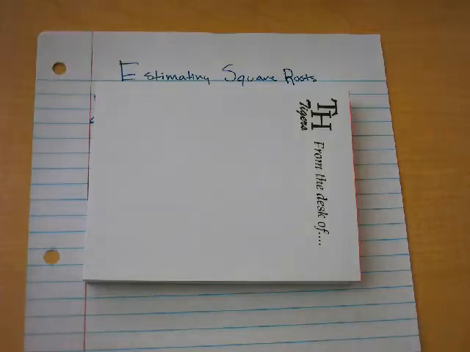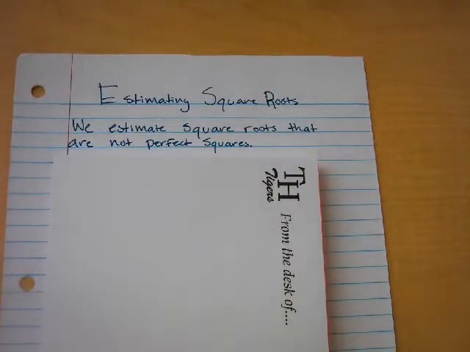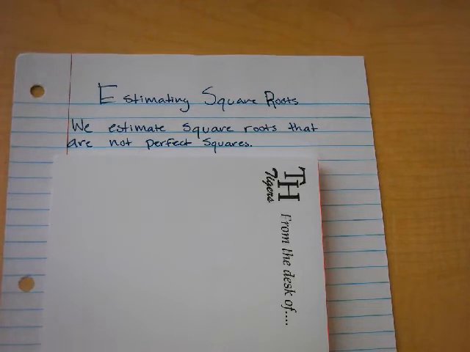Okay, so in this video, we're going to talk about estimating square roots. We estimate square roots that are not perfect squares. So if it's not a perfect square, then we have to estimate what that number is.